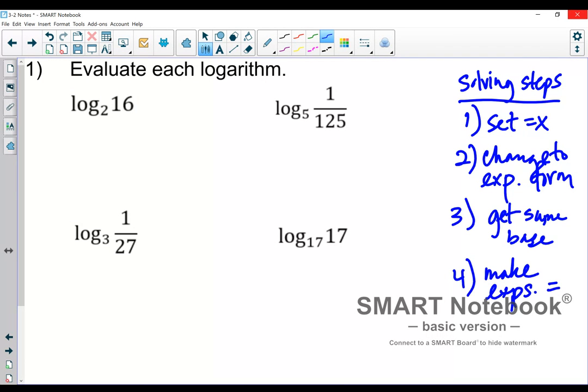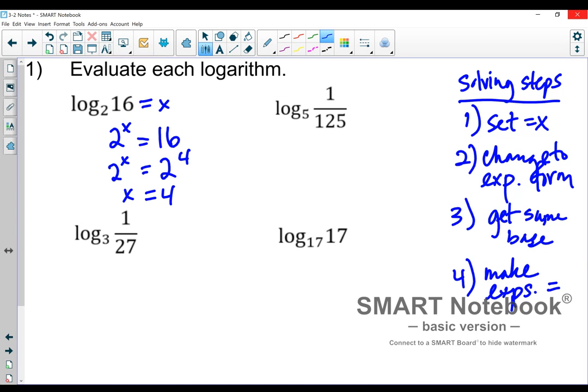So for this first one, log base 2 of 16, I'm going to set it equal to x. And then again, I'm going to change it to exponential form. So that means 2 to the x power equals 16. So my log base is now my base raised to a power. Logs are always equal to the exponent, right? When I take a log, I'm finding my exponent. And now I need to make that 16 into 2 to some power. So 2 to the x equals 2 to the fourth power. And so now my exponents are equal, and so x equals 4.